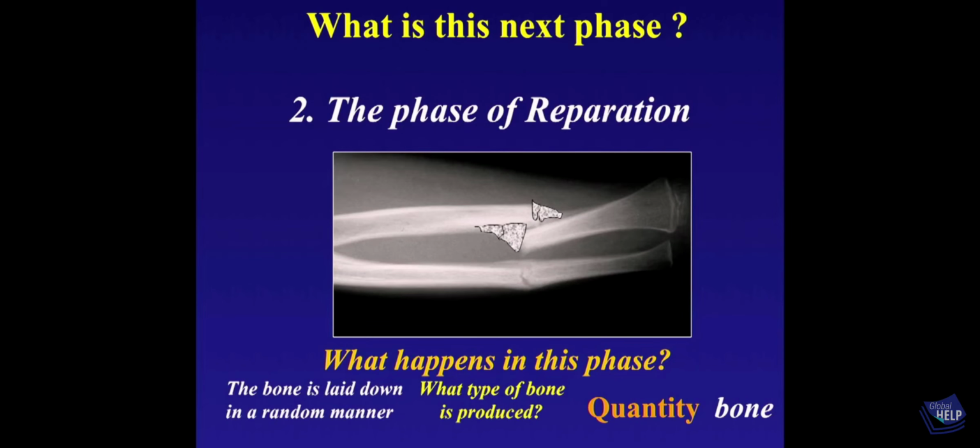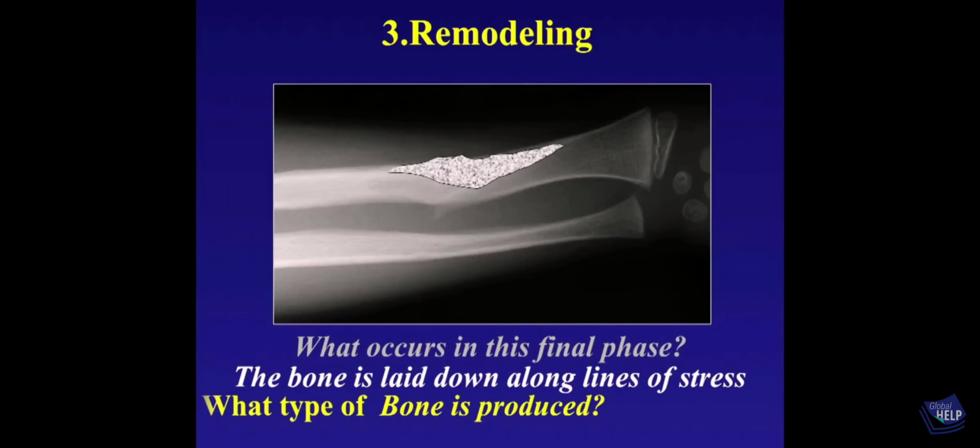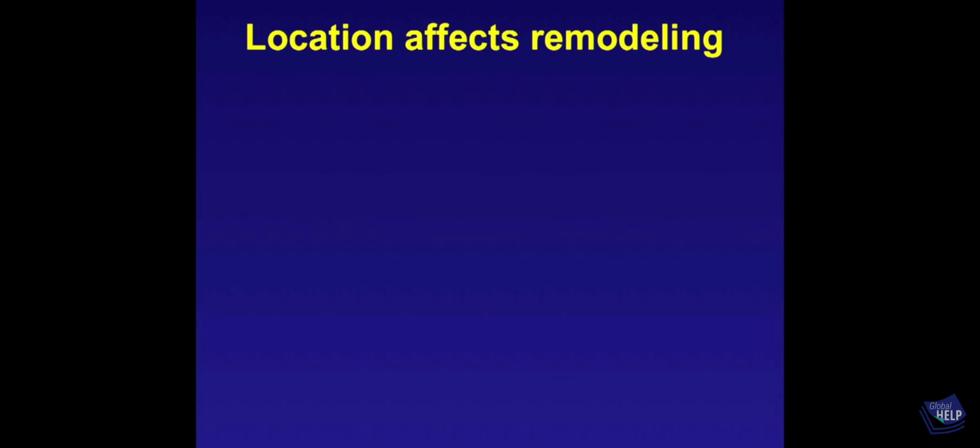So then what happens in the final phase? It remodels. That's right, it remodels into what type of bone? Quality bone. That's right. The bone is laid down along the lines of stress, and it remodels. And this is called quality bone. So let's look at the remodeling process. What areas remodel the best?